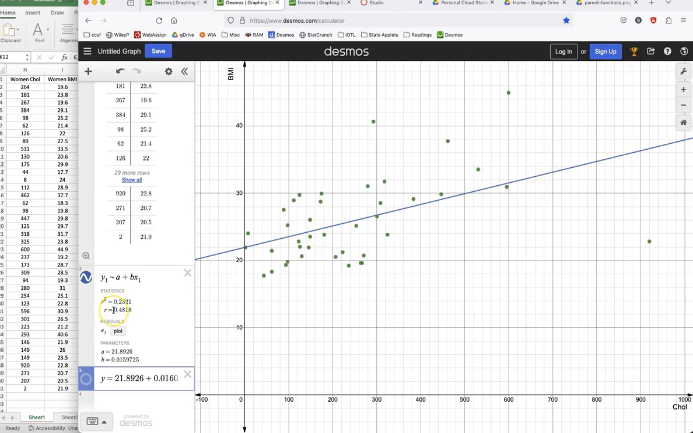This number, correlation coefficient R, is in the middle between 0 and 1, so we say that the linear relationship is actually not as strong. It is moderately weak. There might be one possible outlier here.